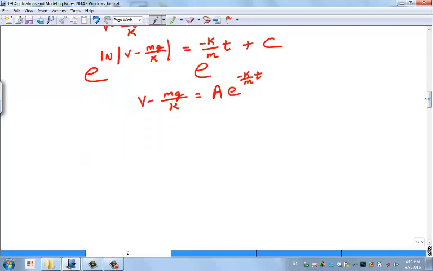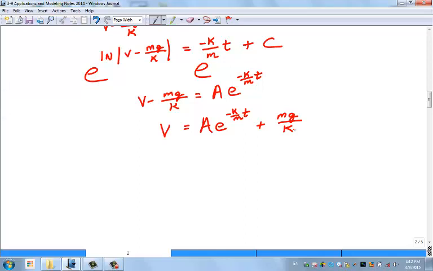So now, what is v equal to? We just have to move the mg over k to the other side. We get v equals A e to the negative k over m times t plus mg over k. So we're almost there for the terminal velocity.